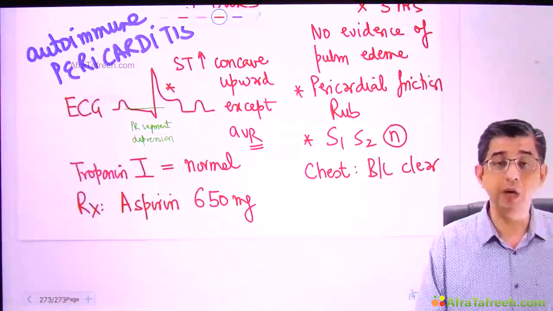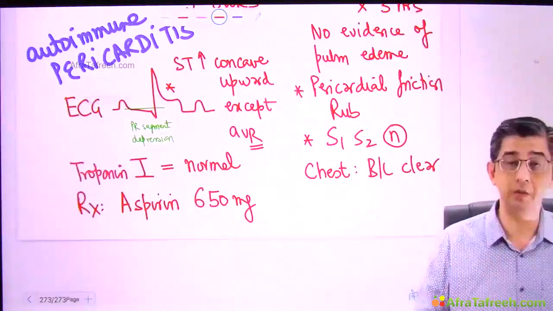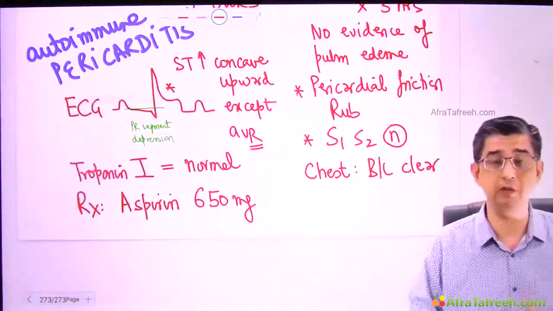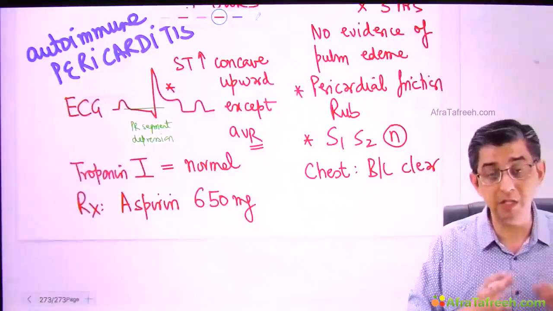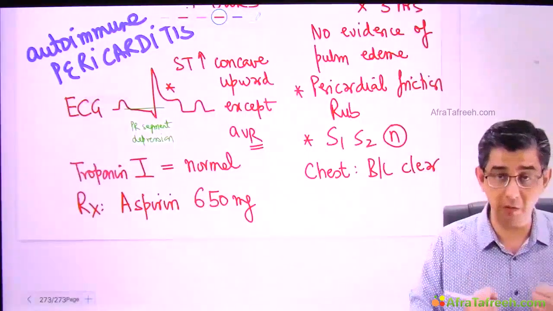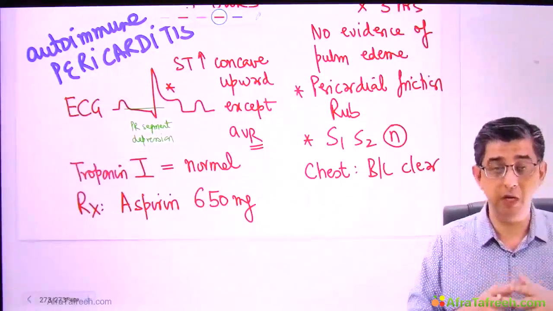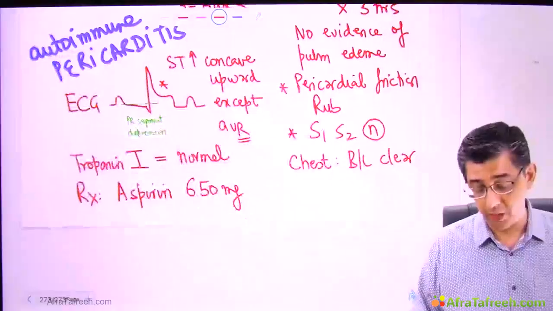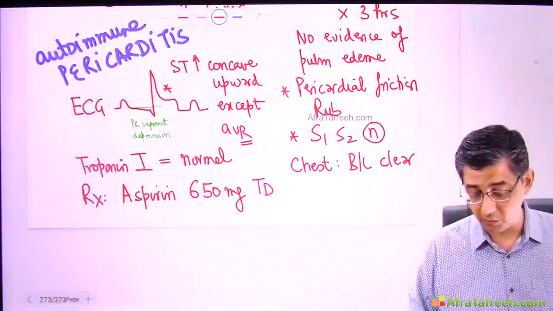Why? Because, one, steroids can interfere with the healing process. See, he has just recovered from MI. If you give steroids for a few days, they might interfere with the ultimate strength of the scar. The scar has to be powerful. If you give steroids, there will be impairment of healing and the scar may not be as strong as you want it to be. So rather, you will be giving aspirin to this person.